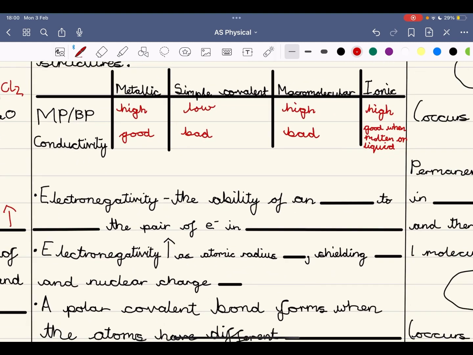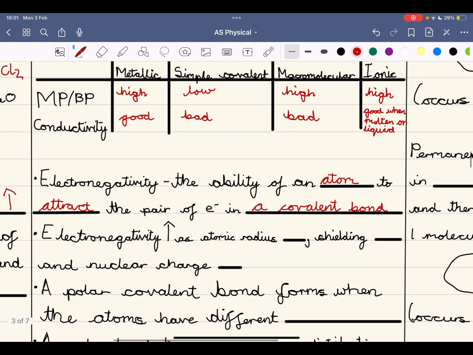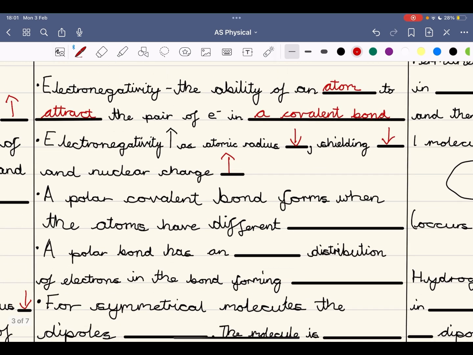Okay, electronegativity is the ability of an atom to attract the pair of electrons in a covalent bond. Electronegativity increases as atomic radius decreases, shielding decreases, and nuclear charge increases. A polar covalent bond forms when the atoms have different electronegativities.